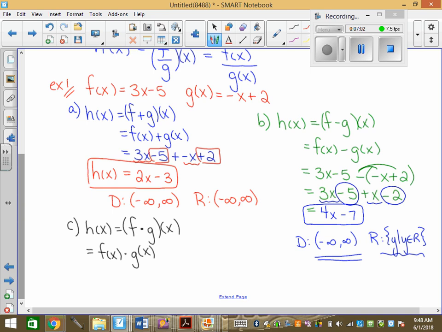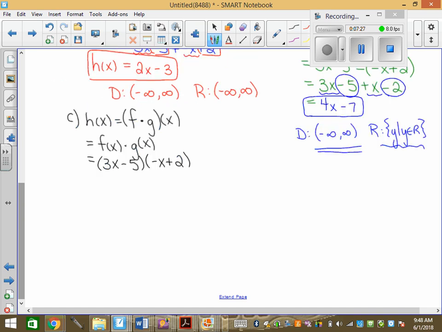Remember when you solve a polynomial or a quadratic, when you factor them, you end up with linear factors, like x plus 3, 2x minus 1, x minus 4. Those are linear factors. Linear factors are just lines, okay? So right now we have two linear factors. We have 3x minus 5 multiplied by negative x plus 2. So we have two lines that make this up.